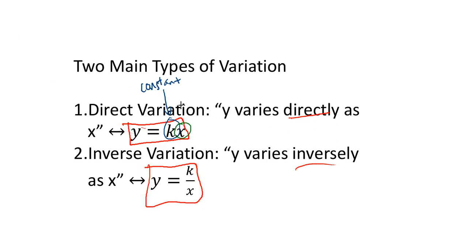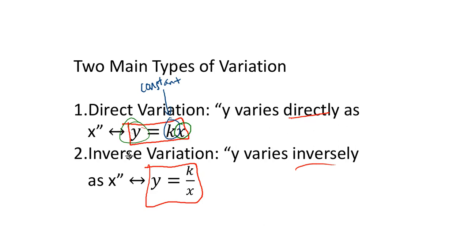X is also a letter, but x is a variable here, meaning even within the same problem, x can equal different numbers. Sometimes x might equal 1, and then we might have x equal to 2 next, and then we might try x equals 3. We can plug in different numbers for x, and we will get different answers for y. So y is also a variable because it can equal different things. But k does not equal different things. K is a fixed number.